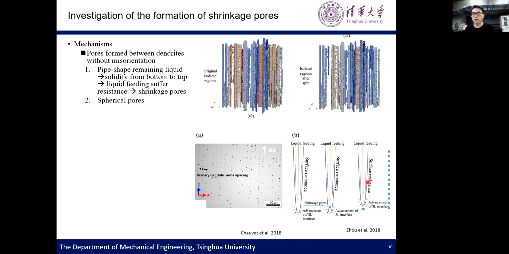And during the solidification process, the pores are formed one by one. And then we have a group of pores which is well aligned parallel to the dendrite orientation. Because this shrinkage pore is usually surrounded by liquid during its formation and growth, its shape is usually spherical.